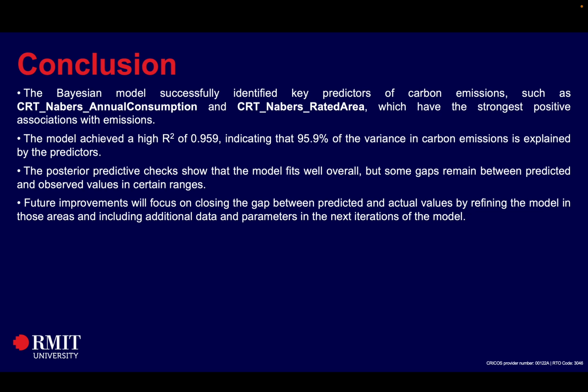In conclusion, the Bayesian model successfully identified key predictors of carbon emissions, such as annual consumption and rated area, with a coefficient of determination of 0.959, meaning that 95.9% of variance in carbon emissions is explained by the model. However, some gaps remain between predicted and observed values in certain ranges. Moving forward, the focus will be on improving the model by refining it in areas where discrepancies exist and incorporating additional data and parameters in future models.